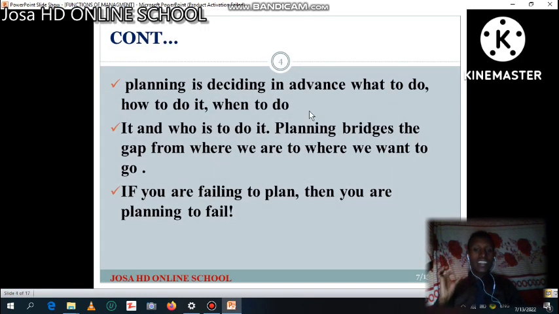Planning is deciding in advance what to do, how to do it, when to do it, and who is to do it. Planning bridges the gap from where we are to where we want to go. That means planning is the base for the organization's achievement. There is a best expression: if you fail to plan, then you are planning to fail.